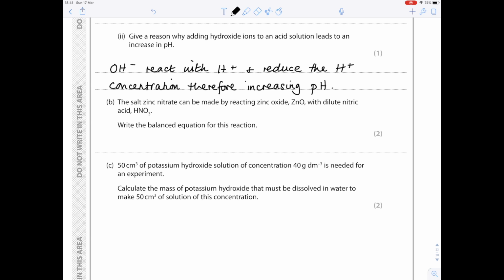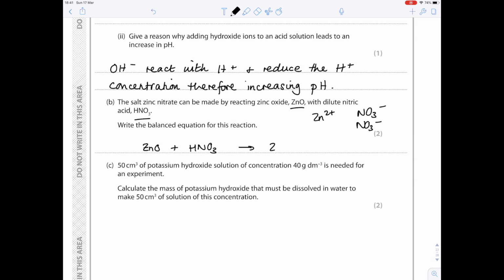The salt zinc nitrate can be made by reacting zinc oxide with dilute nitric acid. Write the balanced equation for this reaction. So we've got ZnO reacting with nitric acid HNO3 producing zinc nitrate. So Zn has a charge of 2+, nitrate has a charge of NO3-. Hopefully you can see that Zn is 2 positively charged, so we need a second NO3-.